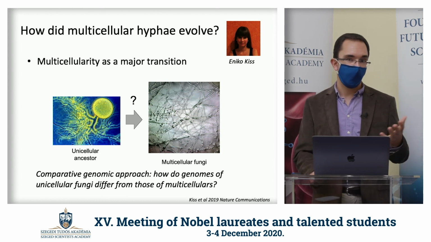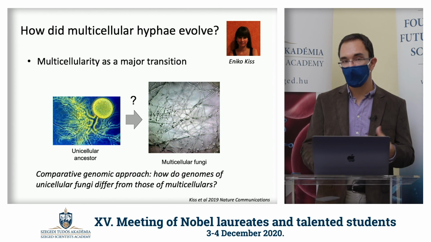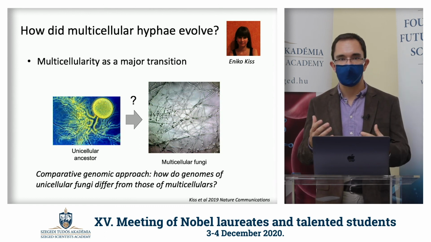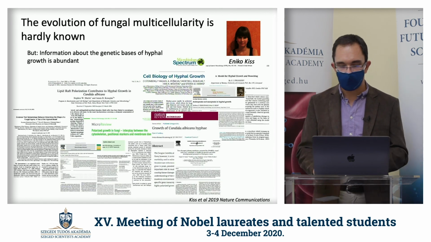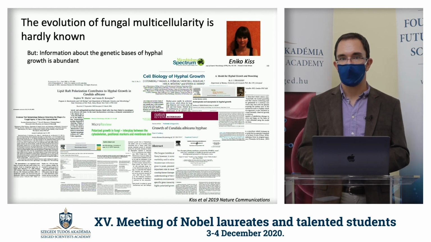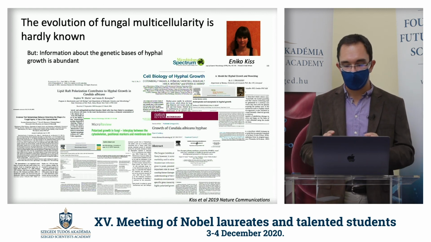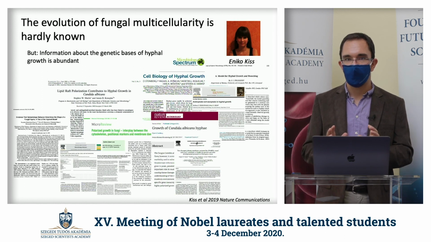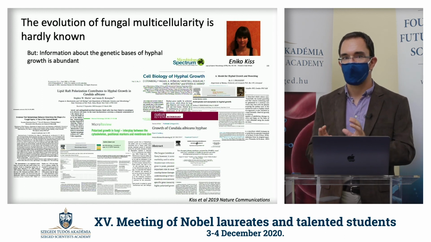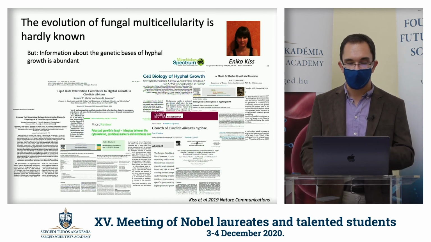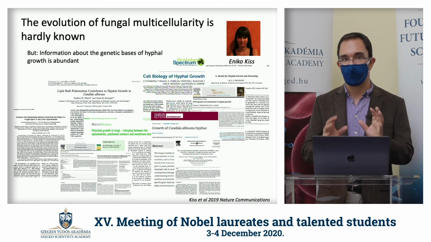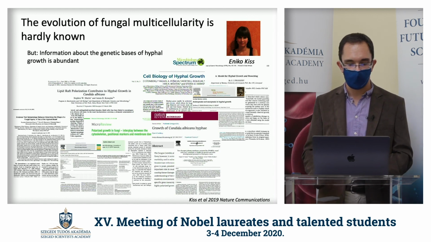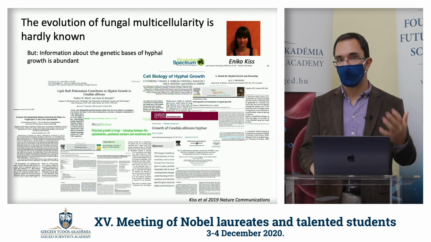So for that we can use a comparative genomics approach, and we can ask what are the systematic differences between multicellular and unicellular fungi. For that, a PhD student in my laboratory, Enikő Kis, started to dig in the literature, because we know hardly anything about fungal multicellularity, and especially the origins of it. But fortunately, we know a lot about the genetics of hyphal growth and its regulation. So Enikő went to the literature. She searched papers for genes which are known to be involved in hyphal growth, and then examined the evolution of these genes.